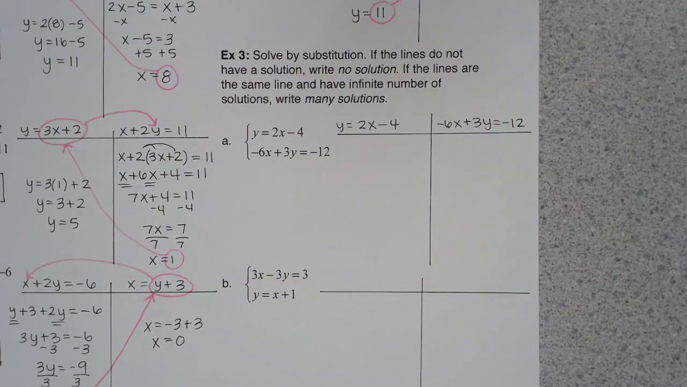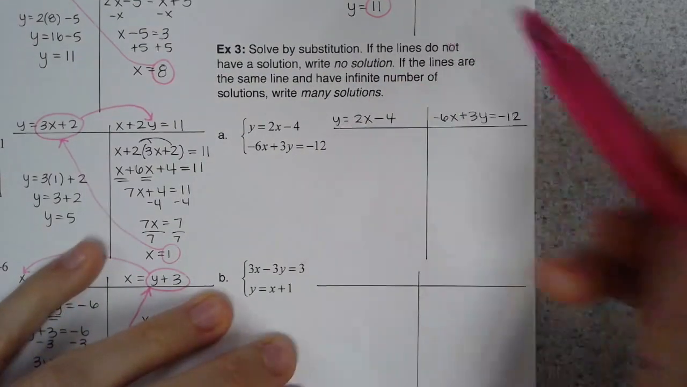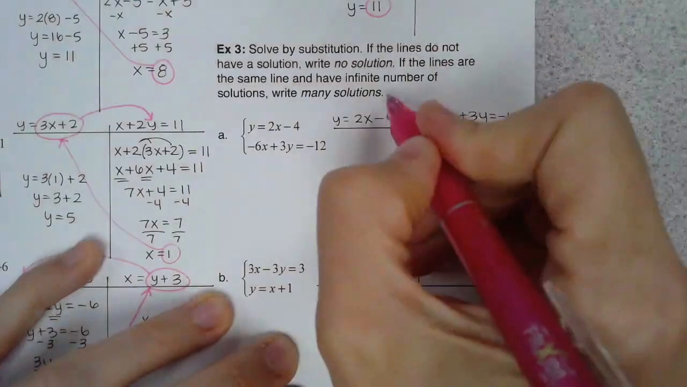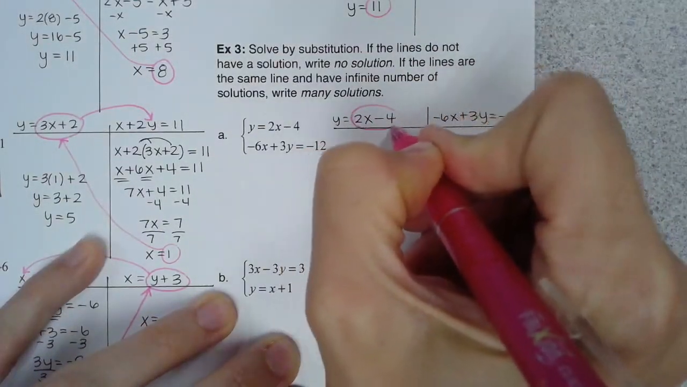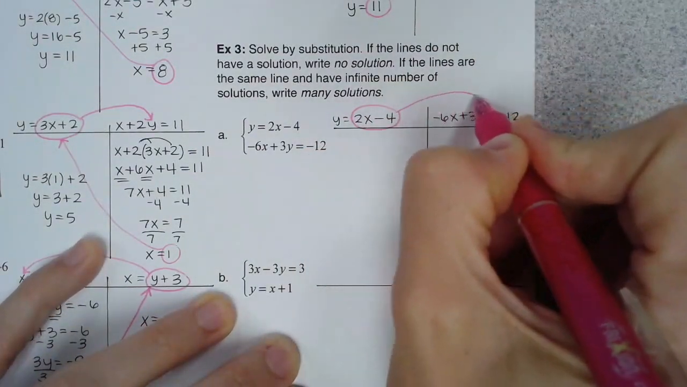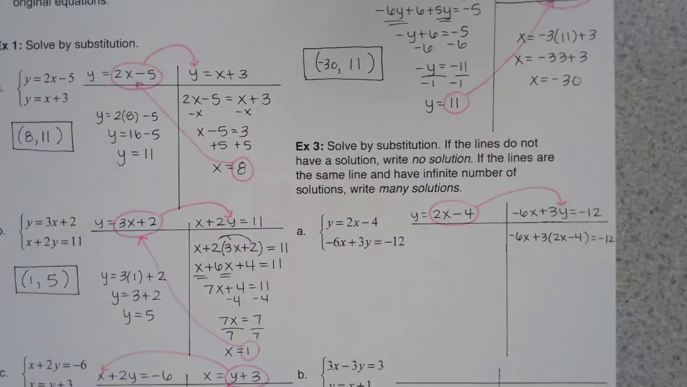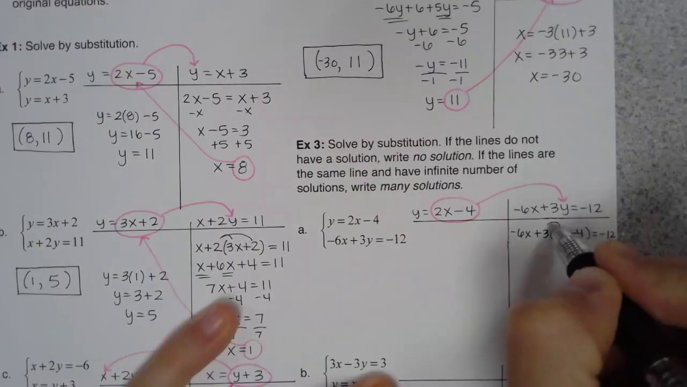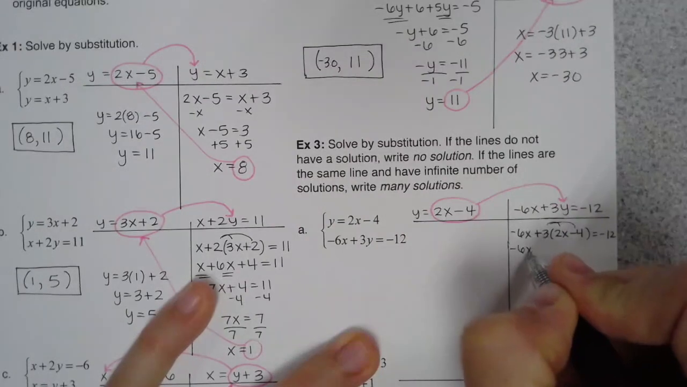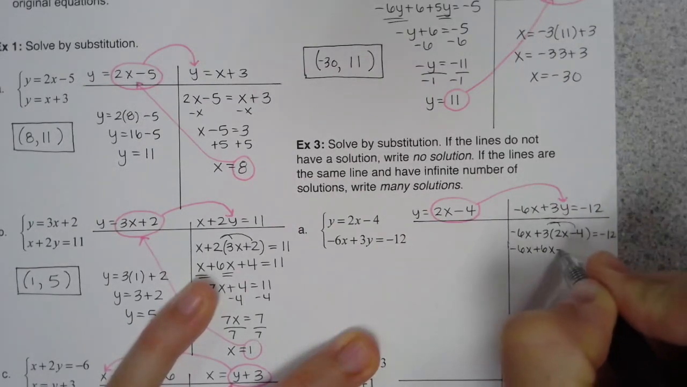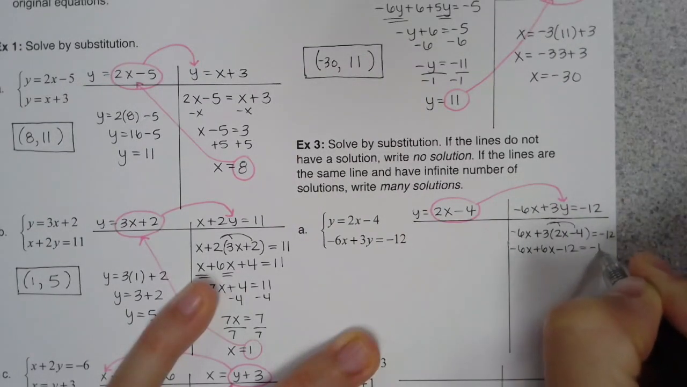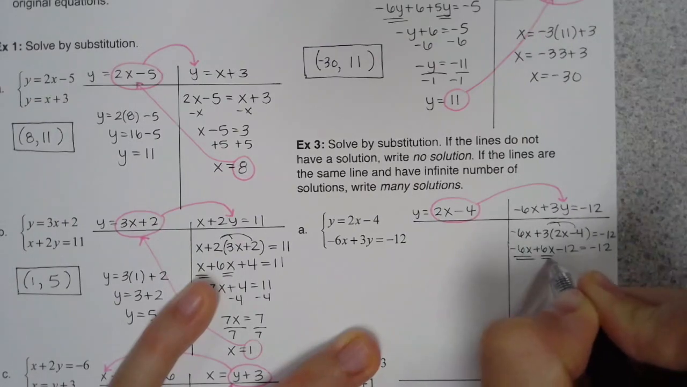And then once you have them both written down, you want to look and see if one of the variables is already all by itself, and it is. This y over here is already all by itself, so I'm going to take what y is equal to, and then I'll substitute it into the other equation for y. So once I have 2x minus 4 substituted in for the y, I'll solve for x. So I'll start here by doing the distributive property. Minus 12 is equal to -12, and then I'll combine like terms over here on the left.